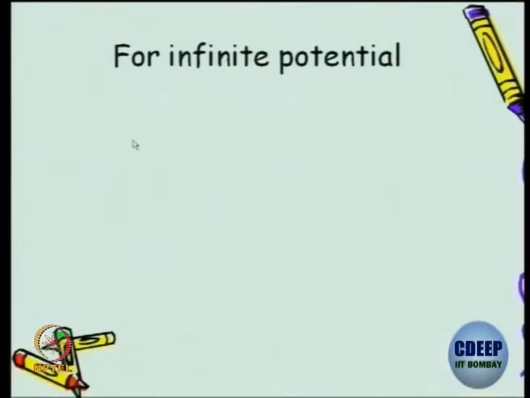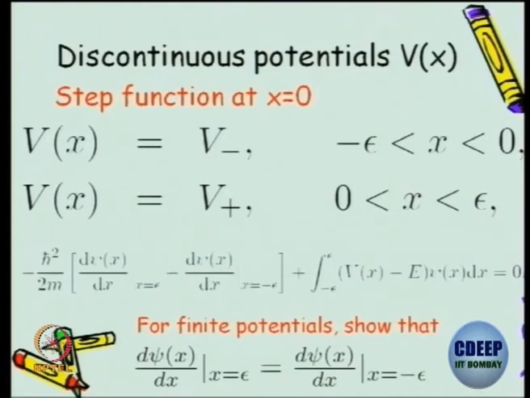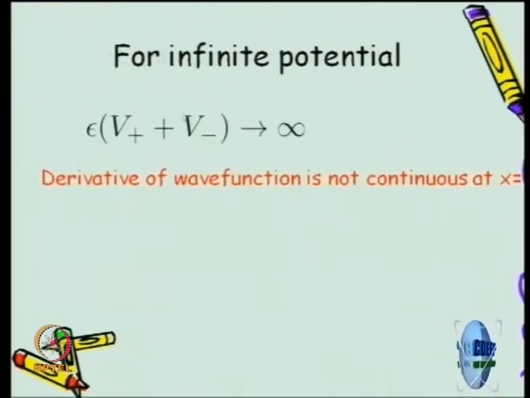For infinite potential, suppose in some region you make it infinite. Even if V plus is 0 and you make V minus infinity, even then there is a problem, because there will be an infinity multiplying a 0, and you have to be careful when you have 0 multiplying infinities. When you have such problems with some potential in some regions where the potential becomes infinite, you can't assume the first derivative of the wave function to be continuous. So that's why the derivative of the wave function is not continuous for such potentials.